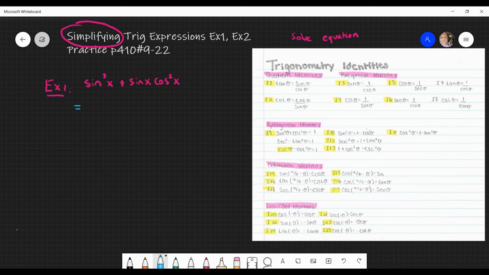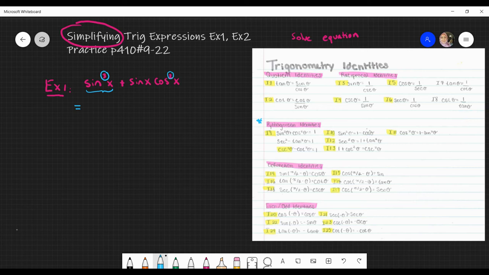I look at this expression and I see a square in here. And that square reminds me of some identities we talked about, which are the Pythagorean identities. I see a cosine squared, but I'd need a plus sine squared. If I look at the given expression, it doesn't have a sine squared. It has a sine cubed.